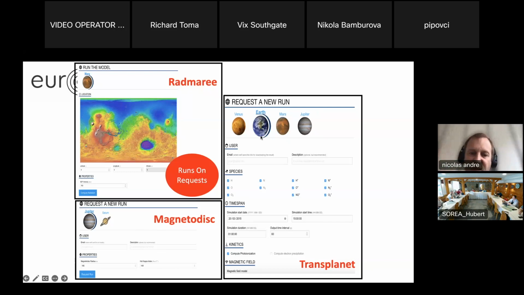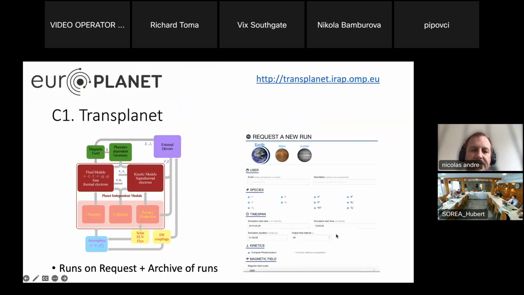And we have the bigger run and request system, which enables you to study the planet-sun interaction at Earth, Venus, Mars, and Jupiter, where you can define the species in the atmosphere of each planet, some particular aspects of their atmosphere, of their magnetic field, and then launch a run in order to check how the sun-planet system behaves for some particular event. And this system is shown here.